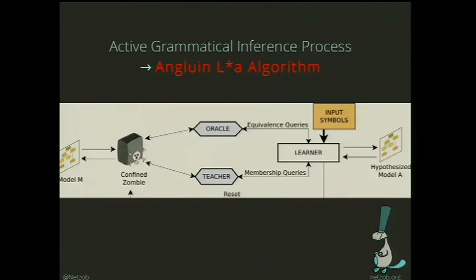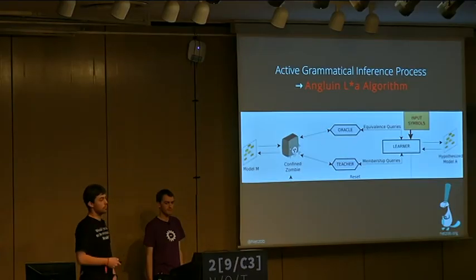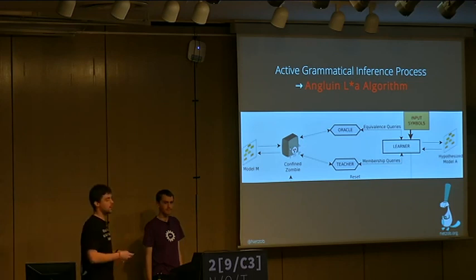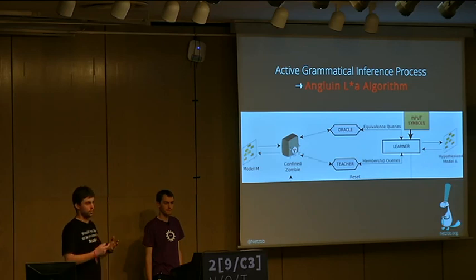This schema now is how we can infer automatically the grammar of a protocol. We use the Angluin L-star algorithm, famous. We have a learner, your computer as a reverser. It sends queries to a confined zombie. So you put your malware into a virtual box, you send data to the malware, and using external probes, you compute if it's valid or not, if it answers or not.